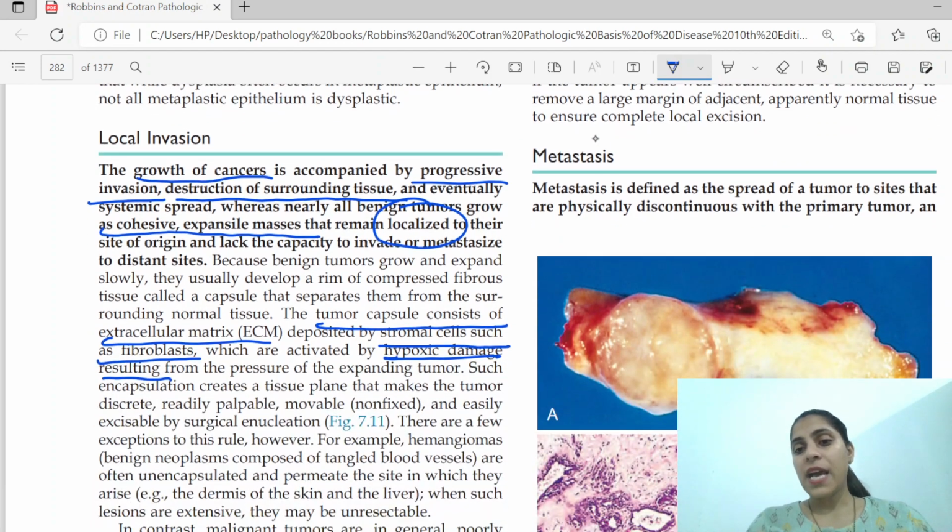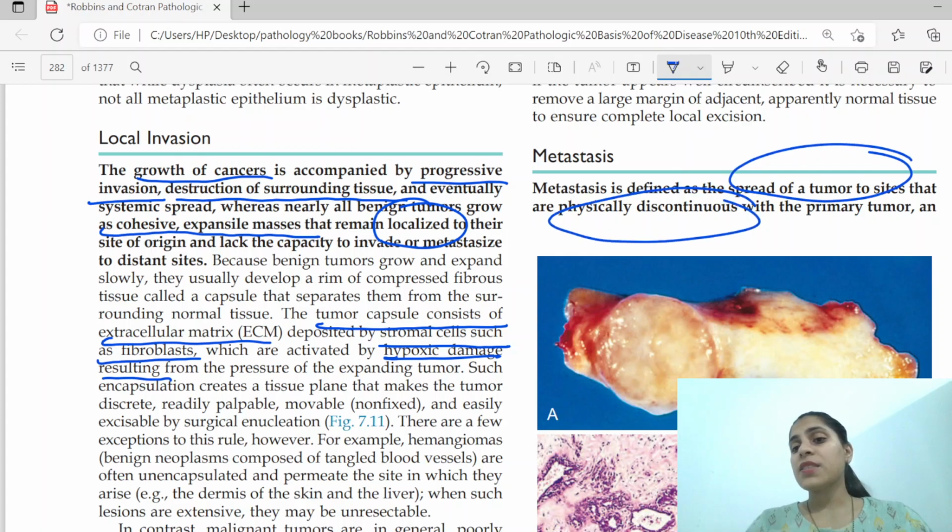Then we come to metastasis. Metastasis is defined as spread of the tumor to a physically discontinuous site with the primary tumor.